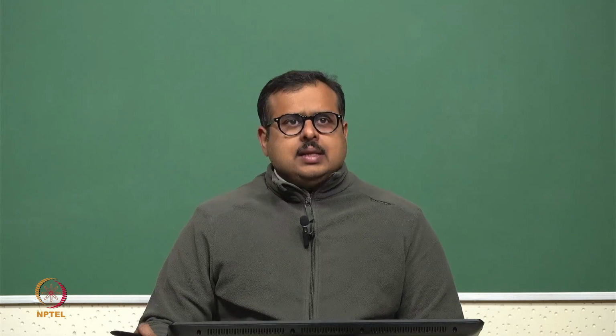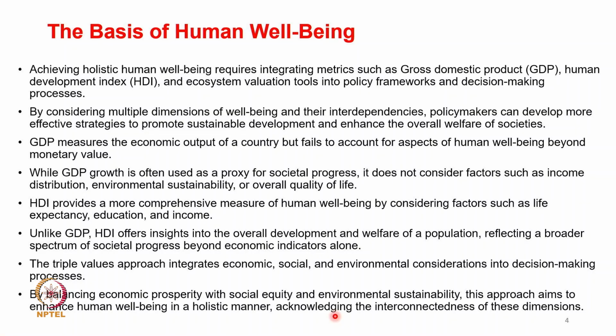If you look at the other side, the human development index is slightly more comprehensive. It talks about issues such as life expectancy, education, income, and so on. Unlike GDP, HDI is a better metric, and it offers insight into the overall development and welfare of a population, reflecting a broader spectrum of societal progress. So you are not only talking about something economic. Yes, economy is involved, but you are also talking about things beyond that.